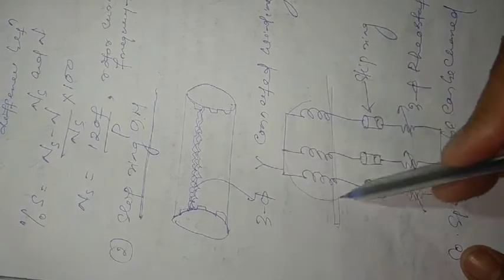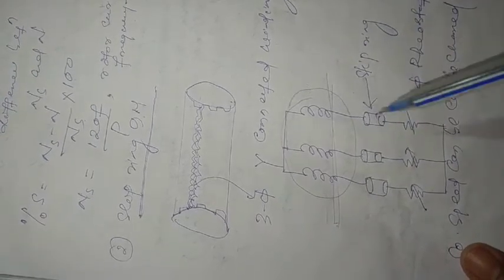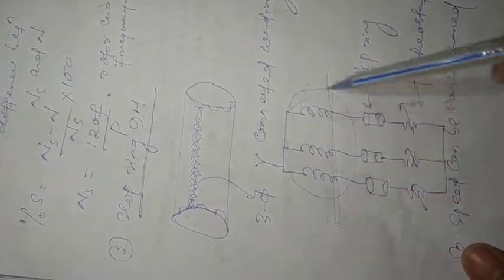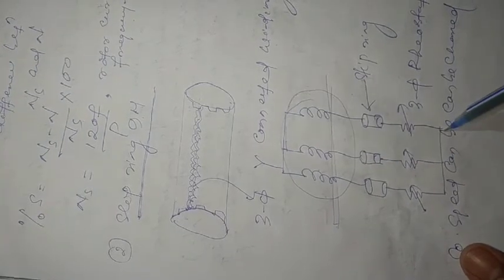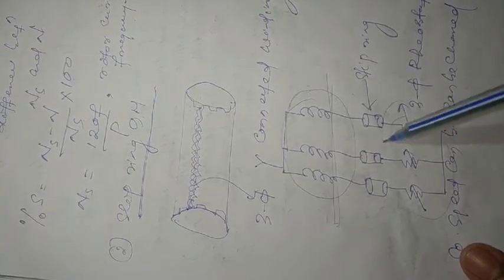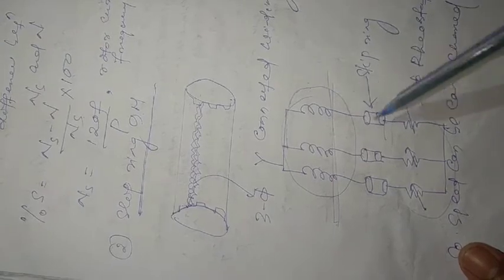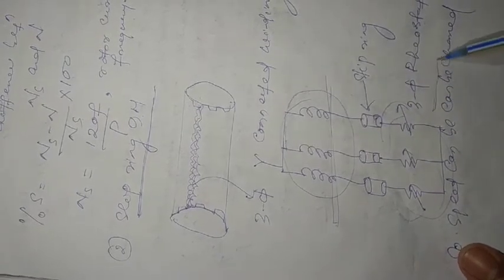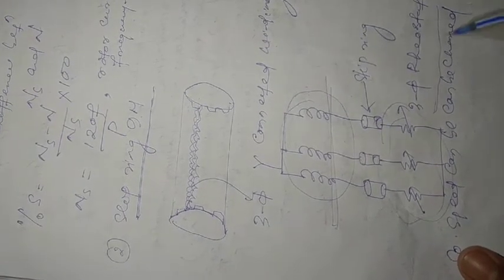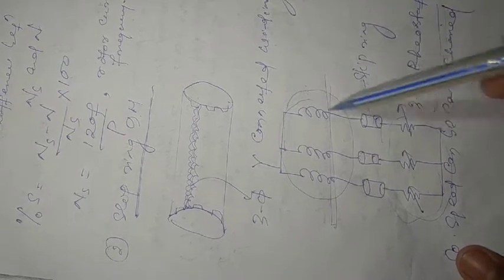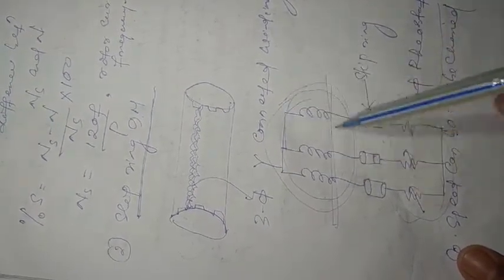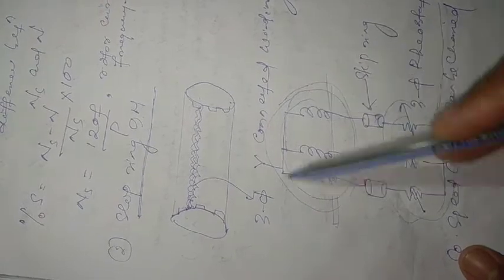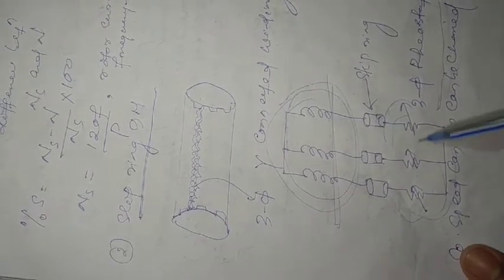Why have we taken a star connected winding? Because to change the resistance we have to add some external resistance, which means using a rheostat. The rheostat will be of star structure, so the winding must be star connected. Only then can we have a star connected rheostat.